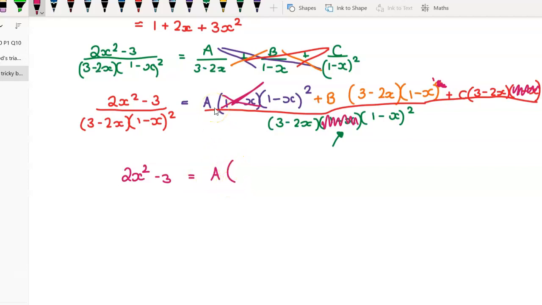Okay, so we've got a times 1 minus x squared. Let's expand that. That'll give you 1 minus 2x plus x squared. Okay, let's expand that other bracket now. 3 minus 2x times 1 minus x will give you 3 minus 2x squared minus 5x plus c times 3 minus 2x.